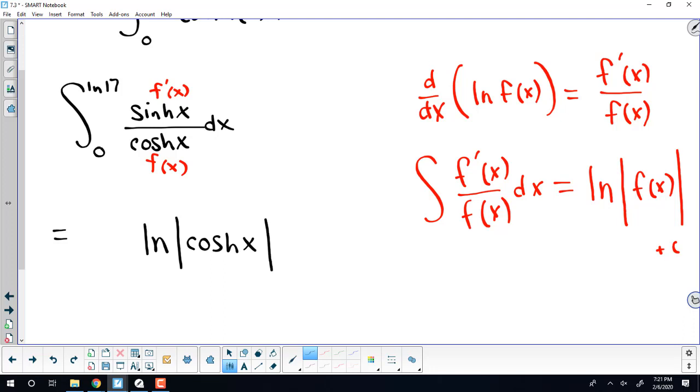And again, if you don't, that's fine. This is a u substitution because we have a function and its derivative sitting here. Then find your du, of course, and your integral is just 1 over u du, which leads you here. Okay.